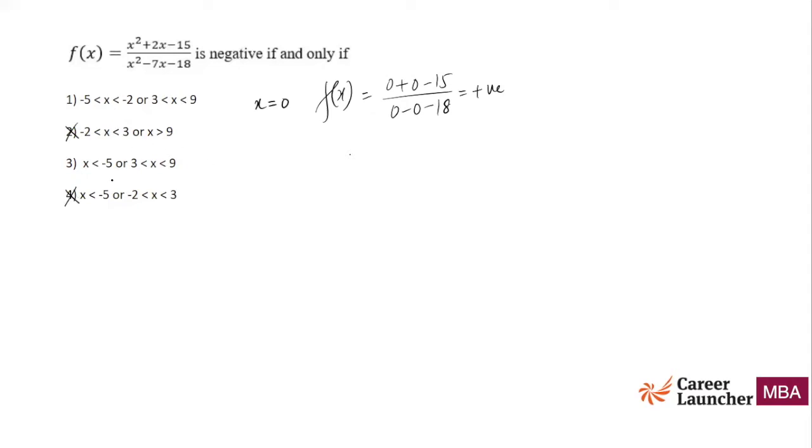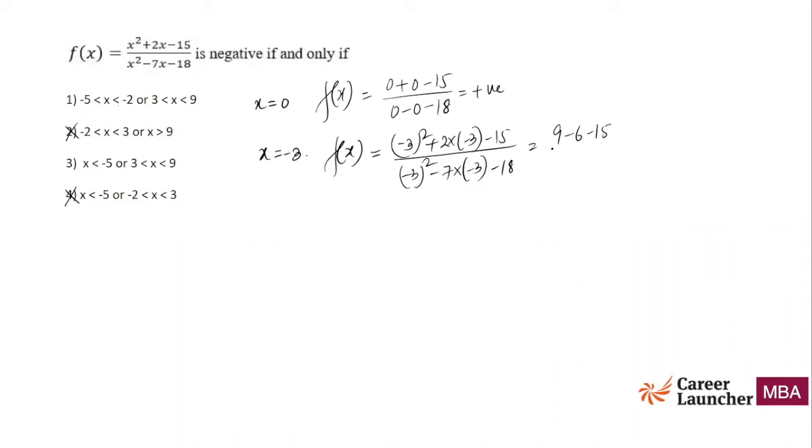Now, if I look at first and third, the remaining two options, x lies between 3 and 9, those are there. The one is x is less than minus 5. The other is x is between minus 5 and minus 2. That's the only difference. So if we take a value which is more than minus 5 for x, but less than minus 2, let's take x is equal to minus 3. Then our f of x is going to be minus 3 square plus 2 into minus 3 minus 15 upon minus 3 square minus 7 into minus 3 minus 18, which is going to be 9 minus 6 minus 15 divided by 9 minus 21 minus 18.